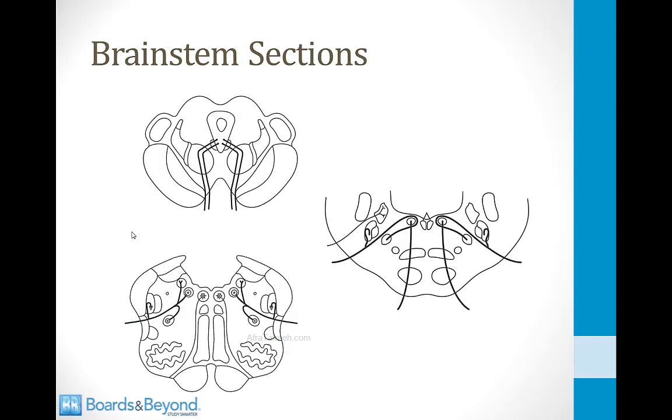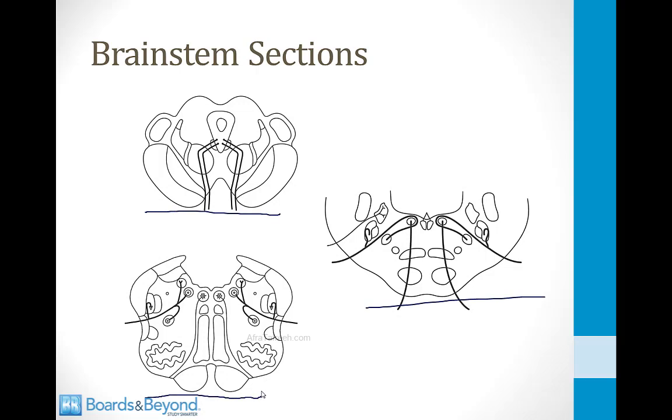So one of the most basic skills you need to have regarding the brainstem is to be able to identify which section you are looking at based on a drawing. So on this picture here, I've drawn the midbrain up here, the pons over here on the right, and then down at the left is the medulla. So how can you tell which section you are looking at?